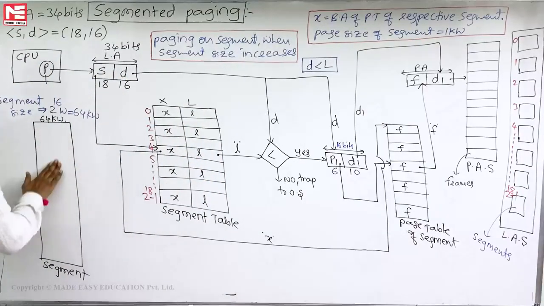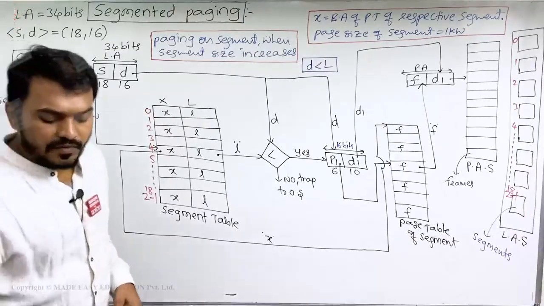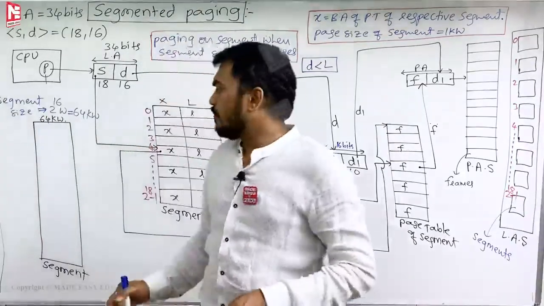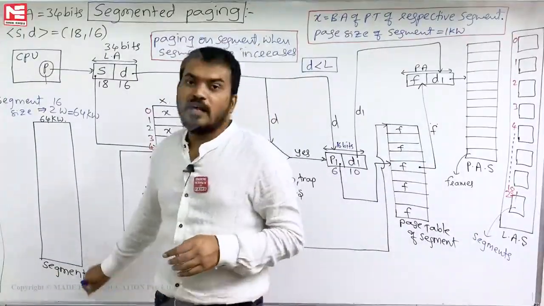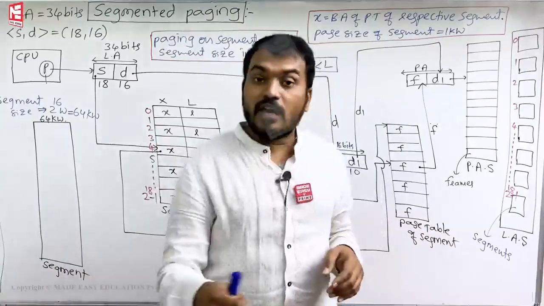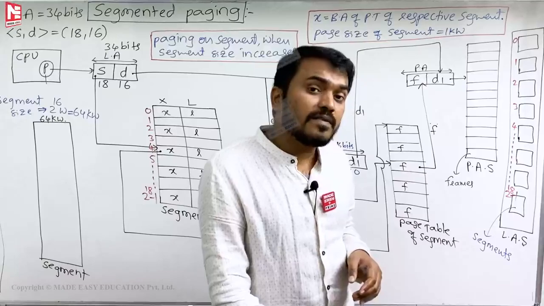So what is the segment size we are having? That is 64 kilowatts. Now, if we go with the normal segmentation, the entire segment has to be brought into memory. Is that clear? So that is the reason I am going to apply paging on the segment. Now I am considering a page size for the segment.